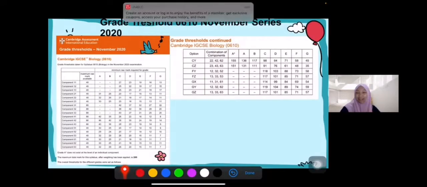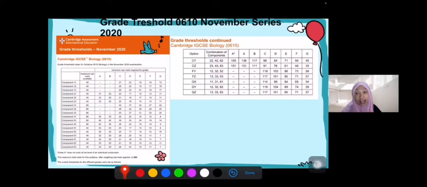Syukur. Okay, next is tadi yang cerita pasal syllabus, pasal exam overview. This one also terkait dengan kita punya examination. Kita kena understand grade threshold ni apa. Alright, grade threshold, this one is an example of grade threshold 0610 November series 2020. Okay, sebab kita nak ambil November series, jadi I akan gunakan semua contoh November series yang terdekat. Okay, this one is November series 2020.